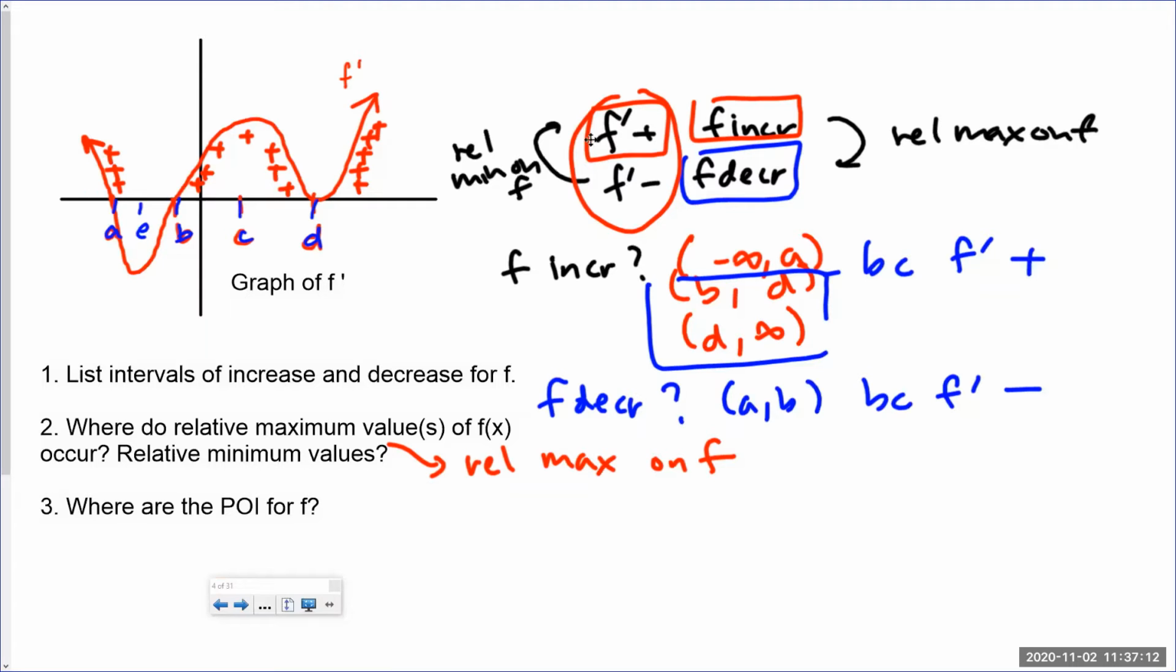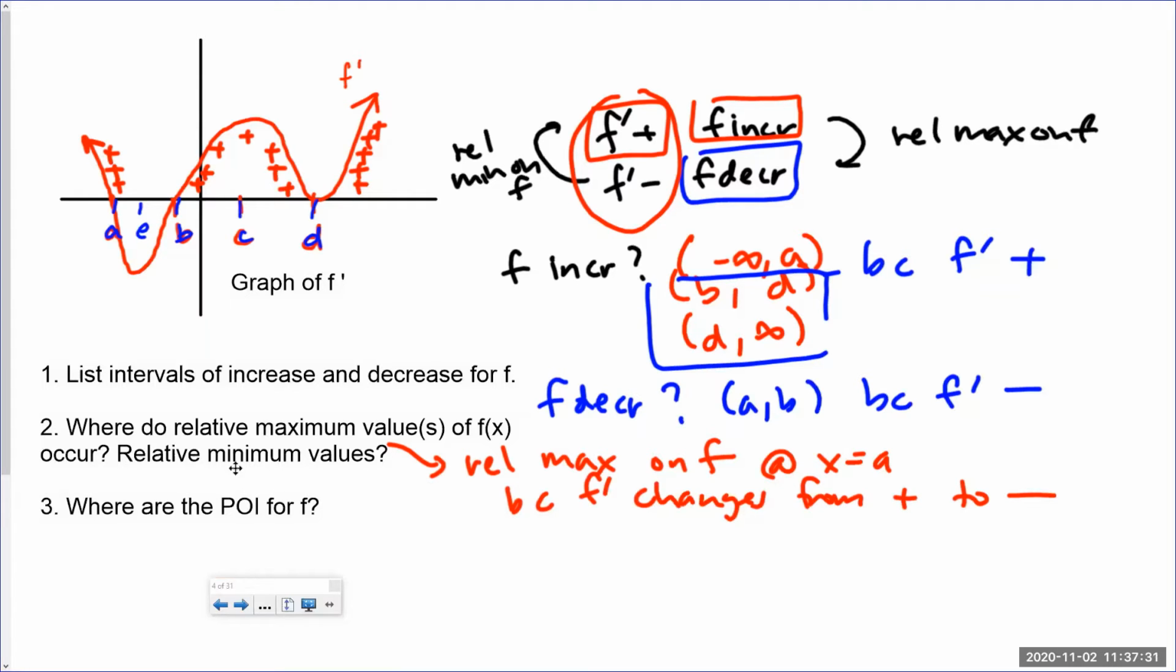Where does F prime change from positive to negative? Which point? A. Anywhere else? No. Very good. So I would say at x equals A, and the justification will be because F prime changes from what to what? Positive to negative.